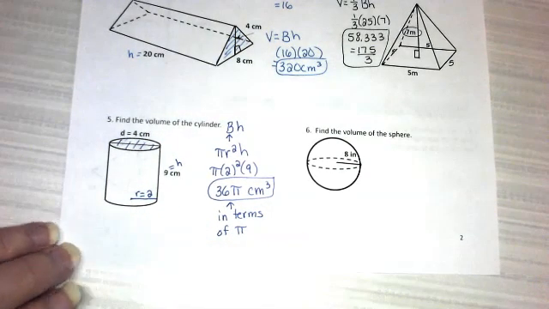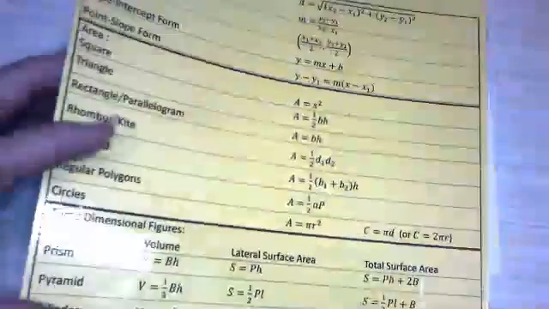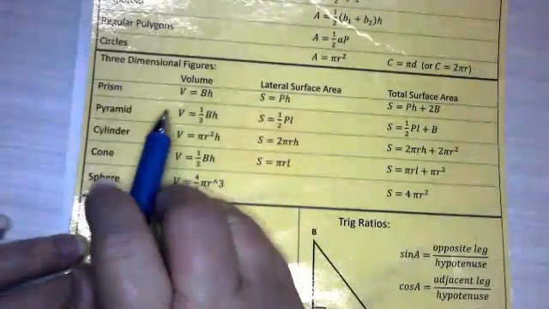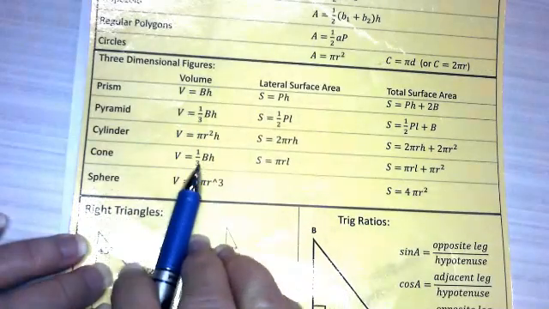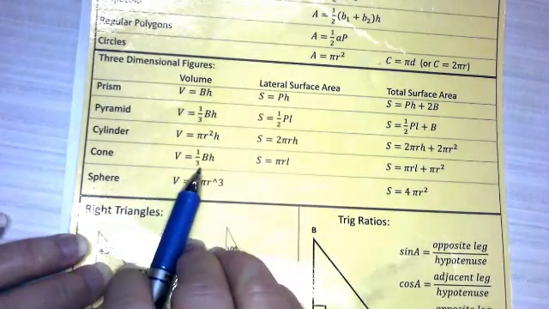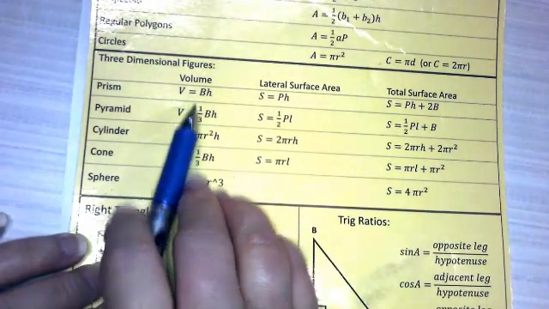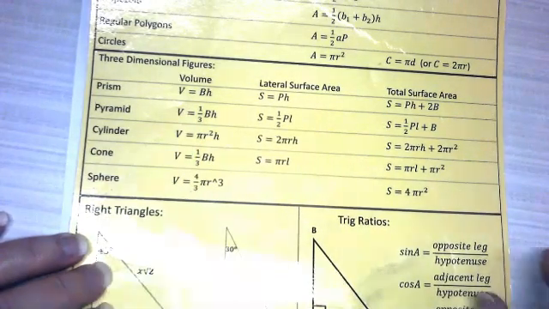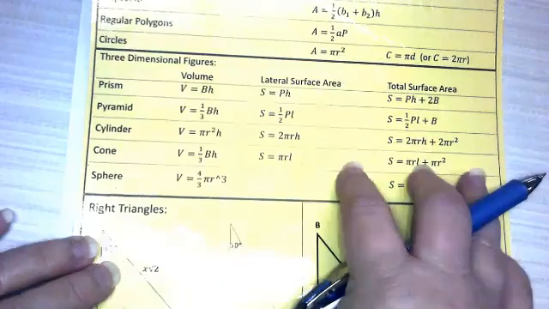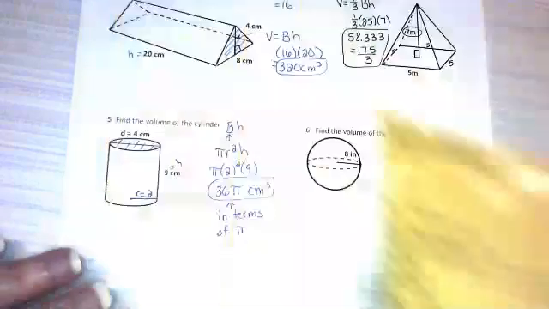And by the way, all of these formulas are on your formula chart. Here they are. Volume, they're all right here. Cylinder, pi r squared h. Cone is going to be 1/3, just like a pyramid was 1/3 of a prism. And then we have the formula of a sphere. You get to use this on your test, so you don't have to memorize any of these.